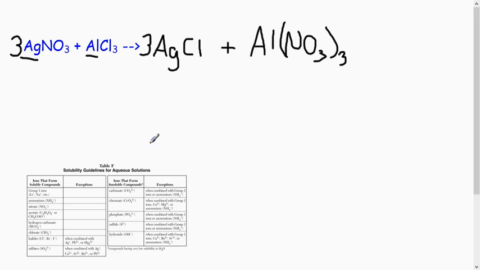Again, to determine whether this will take place or not, chlorides tend to be soluble, but silver is an exception, so AgCl will be a precipitate. Aluminum nitrate, nitrates are always soluble, there are no exceptions to that, so aluminum nitrate will be soluble.